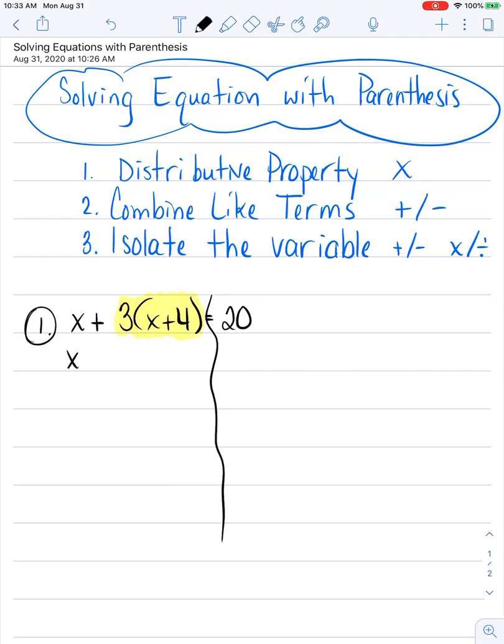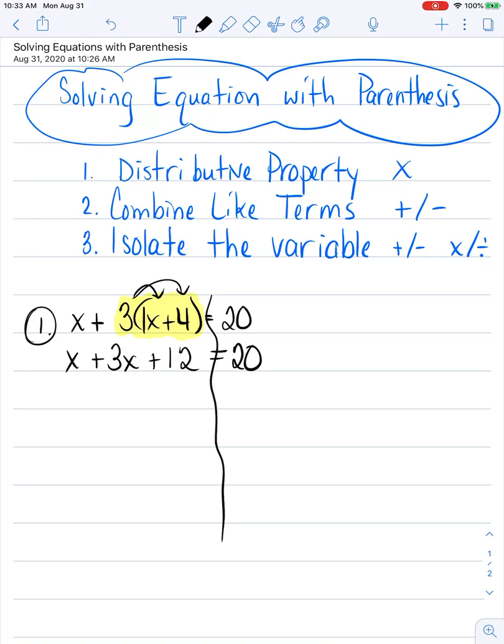So usually I like to bring everything down that's not a part of the distributive property. And now I do the distributive property. So 3 times 1x is positive 3x. 3 times 4 is positive 12. And now I have a brand new problem. x plus 3x plus 12 equals 20.